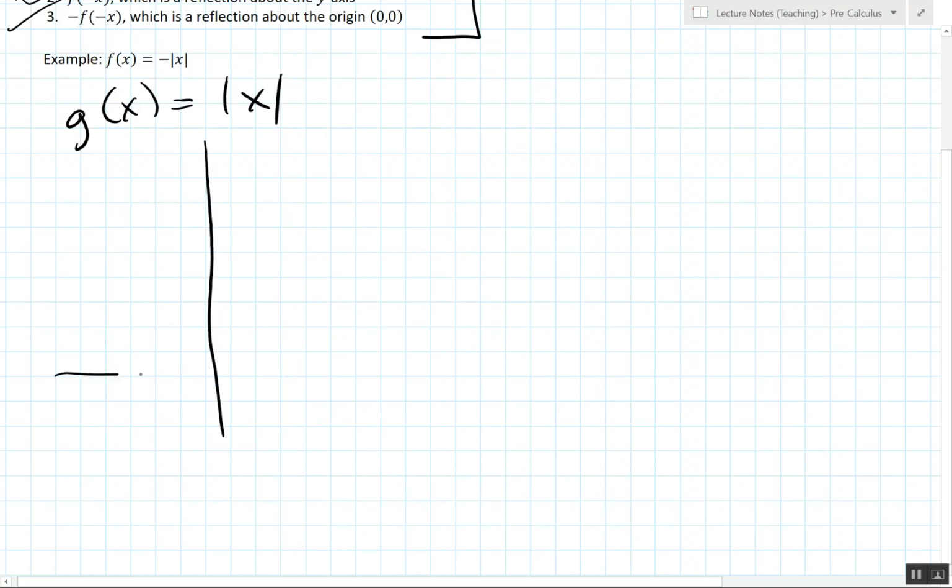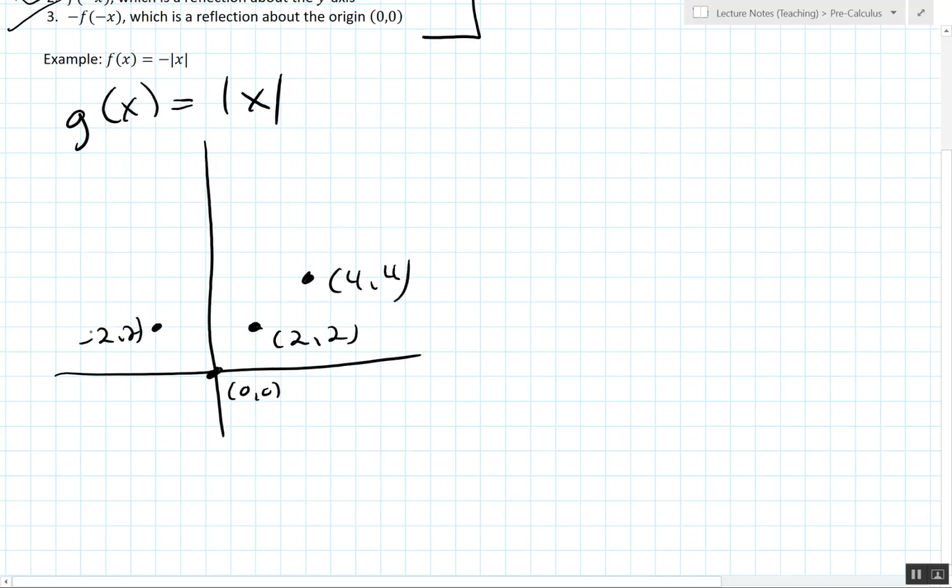And when we do that, we're going to have the origin 0, 0. We'll have the point 2, 2, and the point 4, 4. And then on the other side, we'll have negative 2, 2, and negative 4, 4 respectively. And then we'll just draw these 45-degree lines coming out of the origin. And that's our absolute value function. Very simple. So now we need to figure out what f of x looks like.